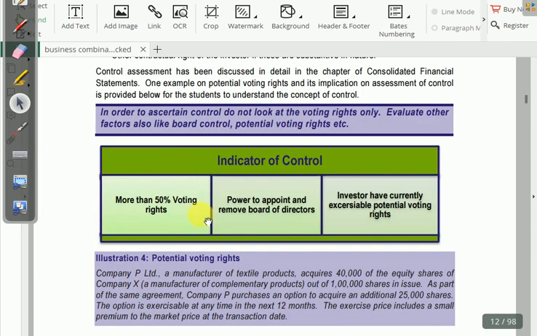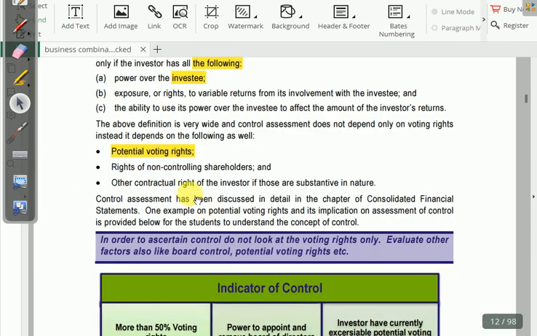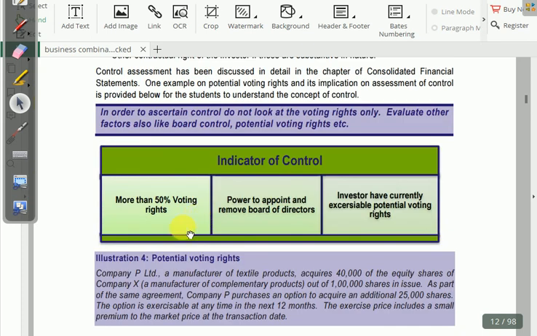So indicators of control. आपके पास कंट्रोल तो होना चाहिए, लेकिन कंट्रोल के इंडिकेटर क्या है, खाली शेयर होने मात्र से आपको कंट्रोल एस्टैब्लिश नहीं होता, सिर्फ ये इंडिकेट कर सकता है, हो भी नहीं सकता है। Indicator is an inclusive list, there can be other indicators also. So more than 50% voting rights is an indicator of control. Power to appoint and remove board of directors is also indicator of control.